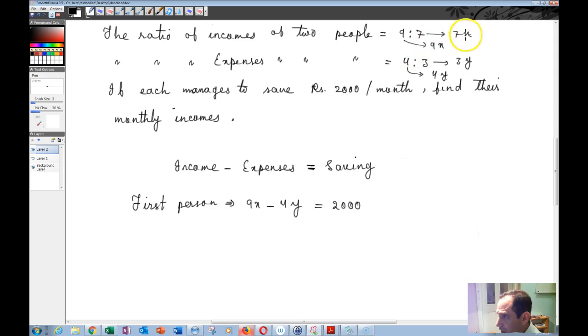And also the second person, his income is 7x and his expenses are 3y. That's also equal to 2,000 because he also manages to save 2,000 rupees, and that way you have two equations over here.